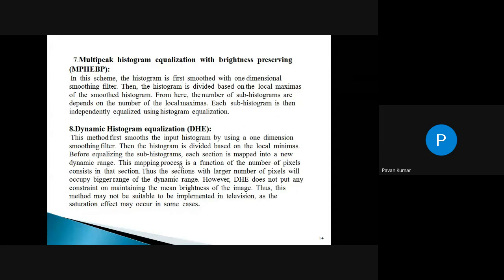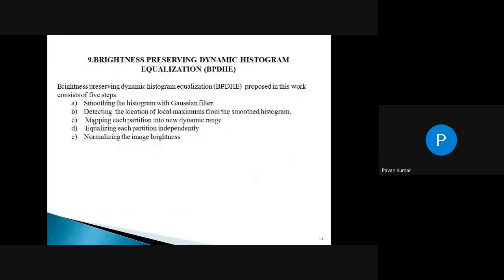Of course, up to this we can have evaluation, and afterwards is my interest: brightness preserving dynamic histogram equalization. For consumer electronics like television, this method is important for contrast enhancement. Why? Because here the mean brightness of the input image can be preserved. That is the specialty of this method.